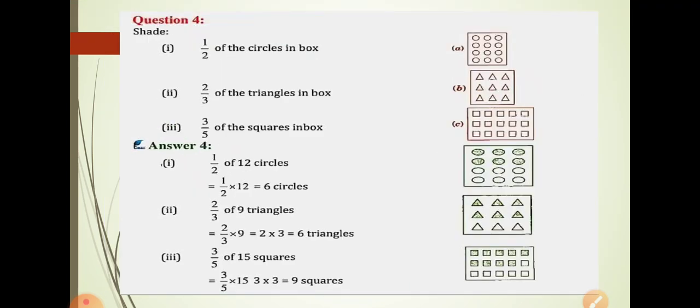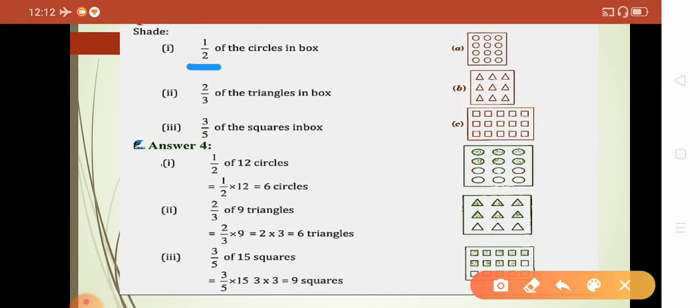Fourth one, shade the following: 1 by 2 of the circles in the box. 1 by 2 means half of the circles in the box. So how many circles are given? 3, 6, 9, 12. 12 circles. So half of 12 is 6. That means how many circles you have to shade? 6 circles. So in this way you can shade this.